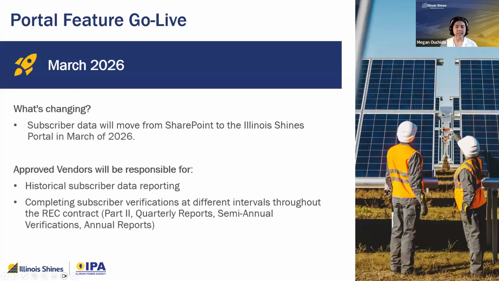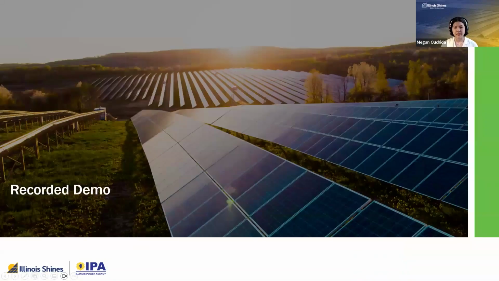All right, so what's changing? Essentially, subscriber data will move from SharePoint to the program portal starting March 2026. Regarding AV responsibilities, AVs will be responsible for historical subscriber data reporting and completing subscriber verifications at different intervals throughout the REC contract. So that includes Part 2, quarterly reports, semi-annual verifications, and annual reports. Next slide, please. And that concludes the feature introduction. Thank you for listening, and I'll now pass it back to Alex to play the demo of the portal functionality.